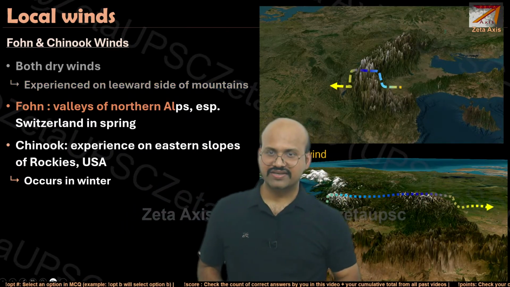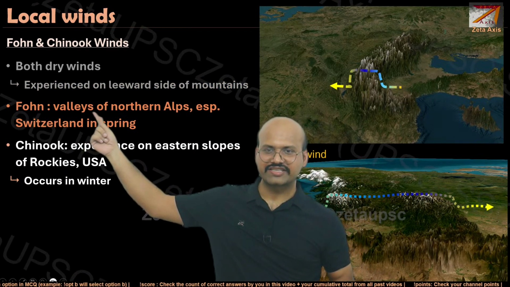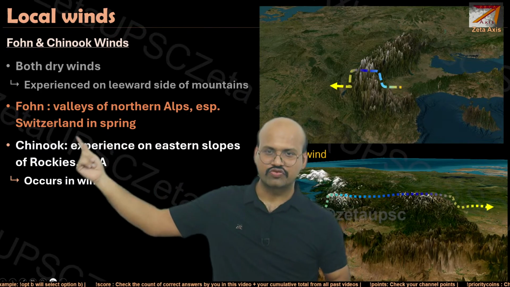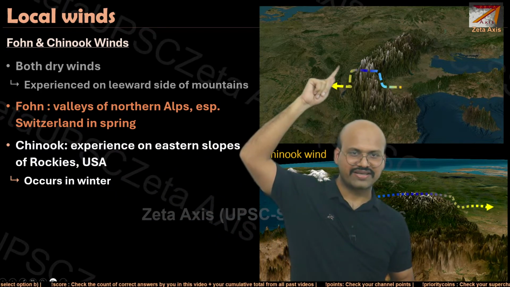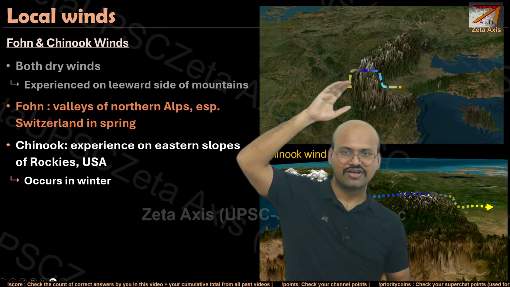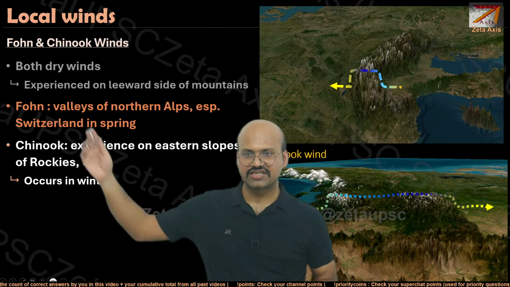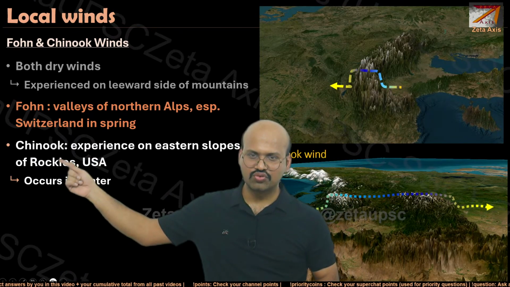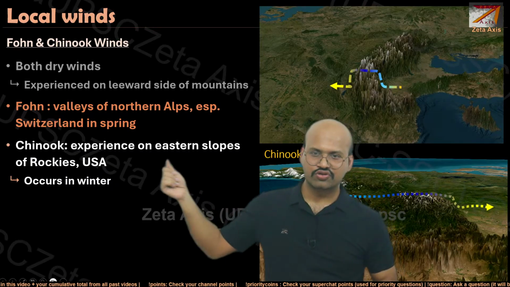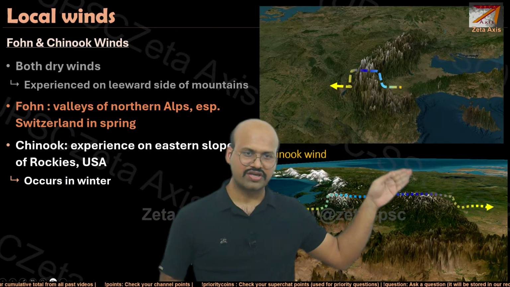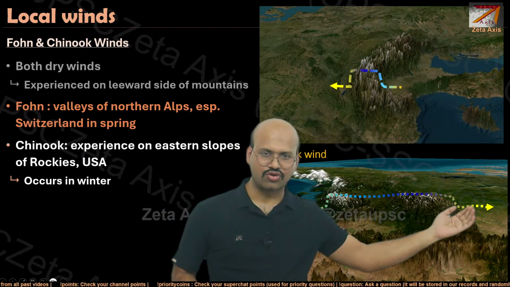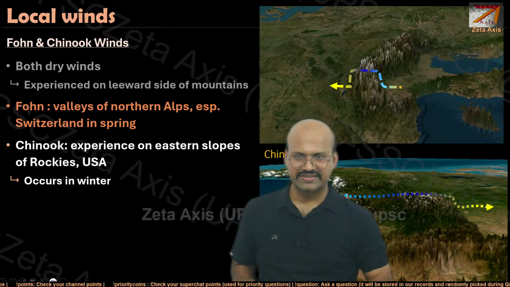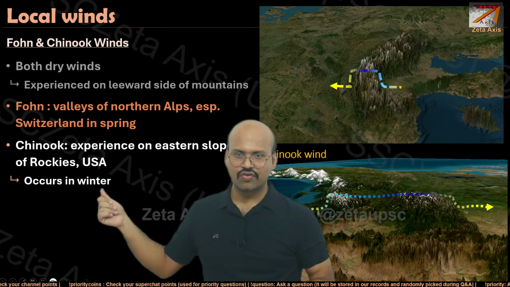So if you see the characteristics, Fohn wind is experienced in the valleys of Northern Alps, especially Switzerland, in spring. So here we know that there is Switzerland somewhere over here. So in the valleys of Switzerland, you will see these Fohn winds. Then we have Chinook winds, which are experienced on eastern slopes of the Rocky Mountains. So these are the Rocky Mountains, and this is the eastern slope. The Chinook is experienced in winter season.